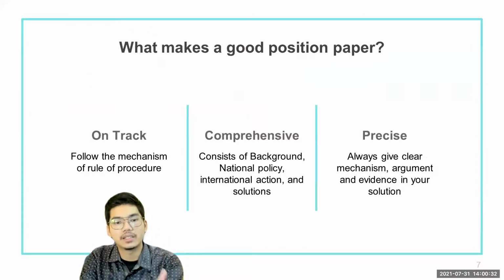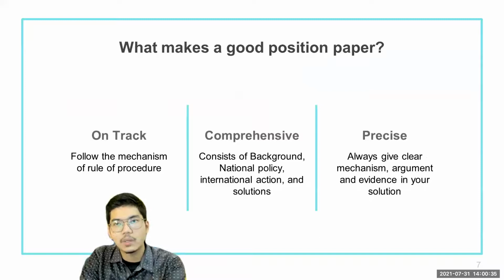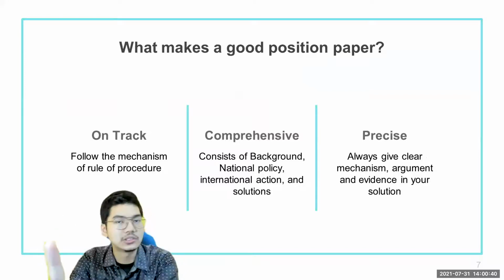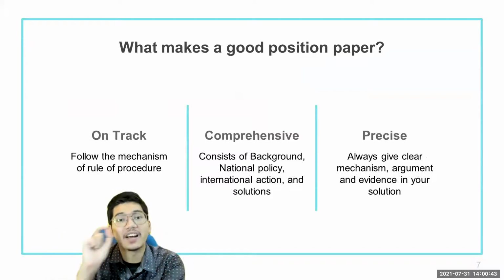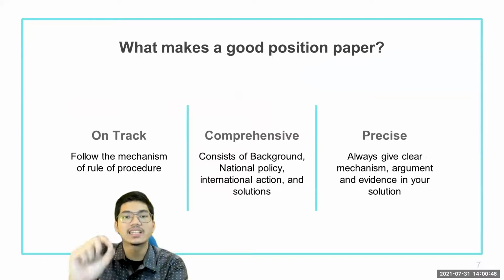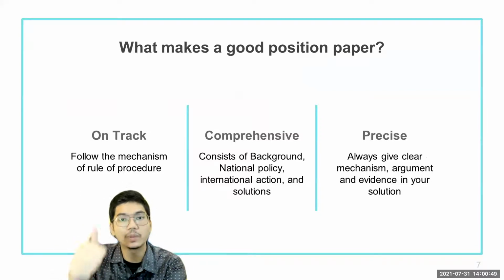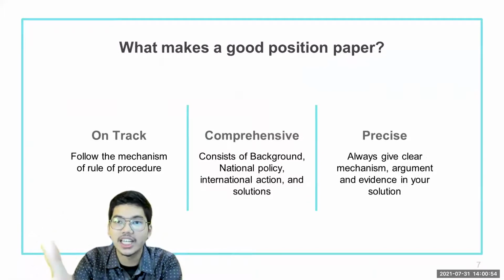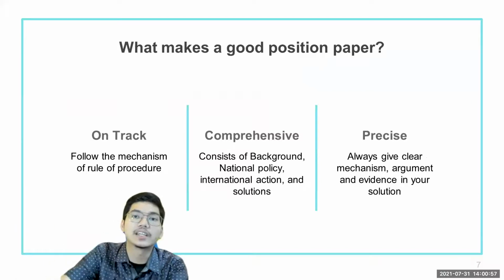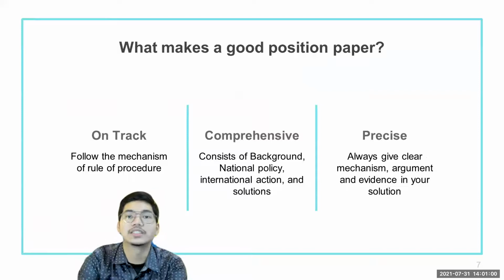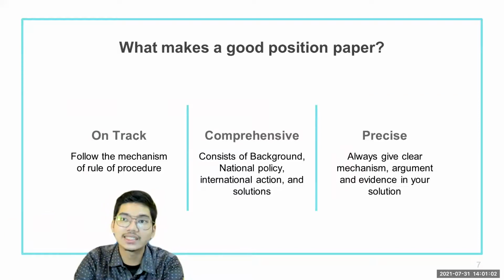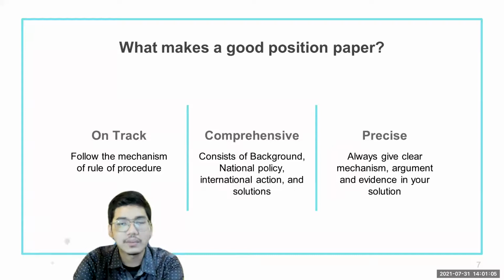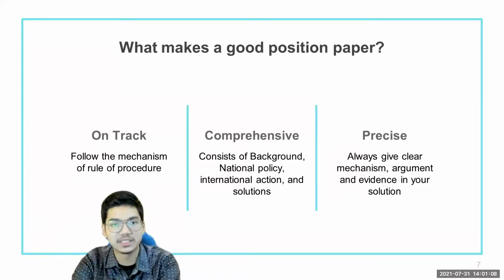Okay, this is a good position paper. So in GMMUN, in Global Millennial MUN, we will not encourage you to only make a position paper. We are encouraging you to make a good position paper. So you have to make a good position paper by sticking to the three aspects of a good position paper. The first one is on track, right? It means that you follow the procedure. If the requirement says that the maximum page is 2, then you can only have 2 pages maximum. If the organizer says that the maximum page is 1, then you have to make only a 1 page position paper.